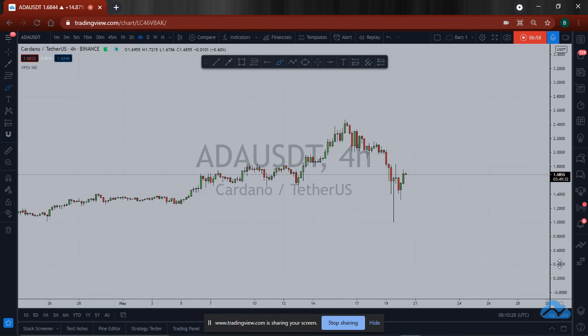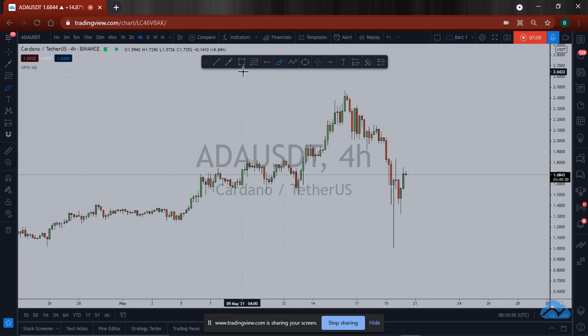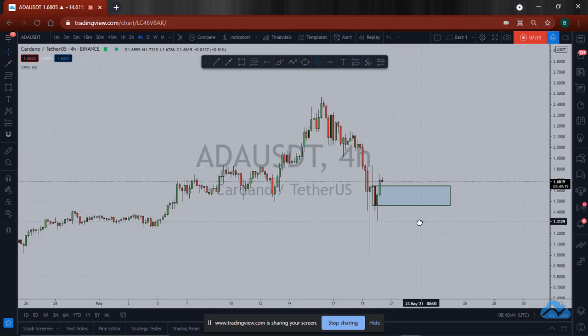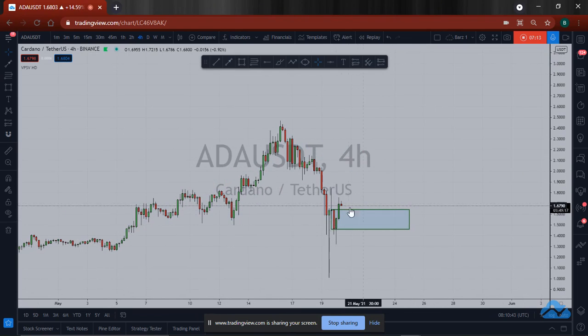So on the 4 hour time frame, things are becoming interesting on Cardano. Why do I say this? So we can see this was the last sell candle on the 4 hour time frame. And if we mark this level across now, you can see that we have a valid level of demand on the 4 hour time frame, right? So this is a valid level of demand.